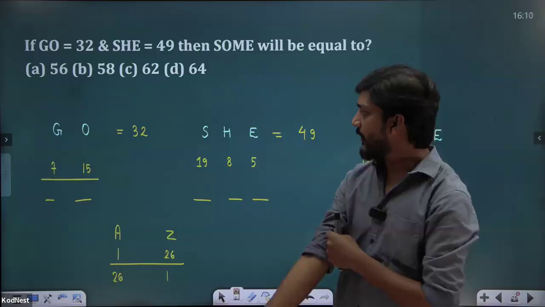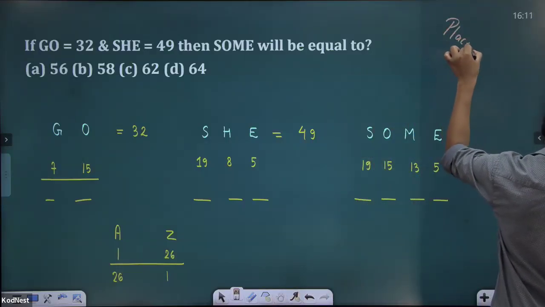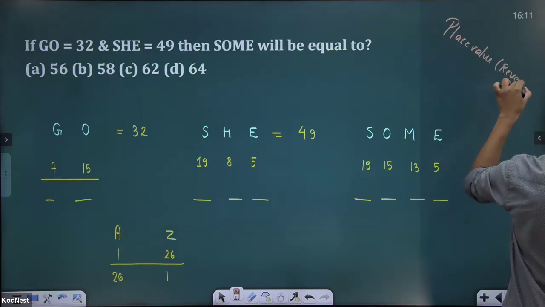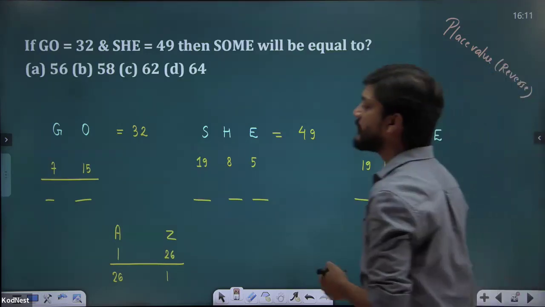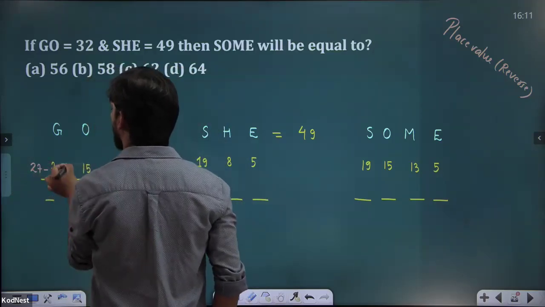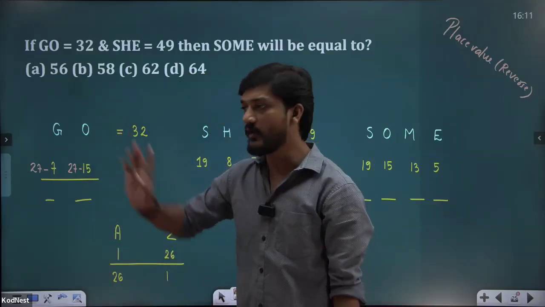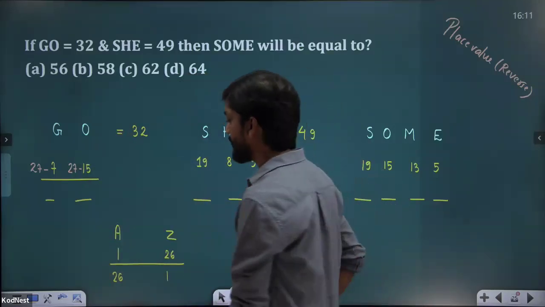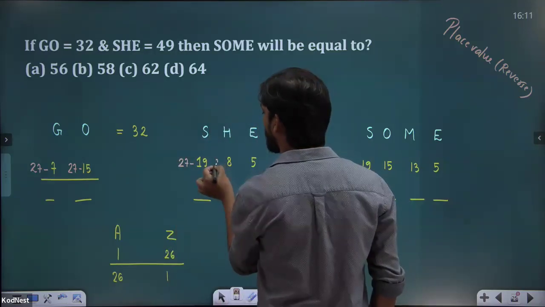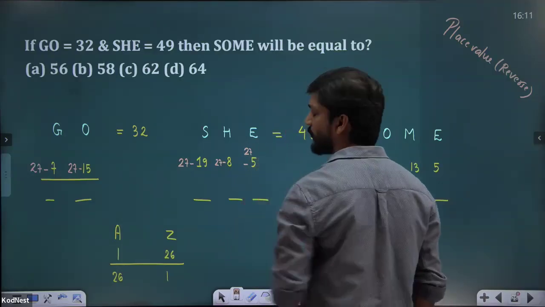Okay. So to find the reverse place value in reverse order, what you have to do is just 27 minus 7, 27 minus 15. Just subtract the value from 27, you will get the reverse value. So here also 27 minus 19, 27 minus 8, 27 minus 5. This is what you have to do.